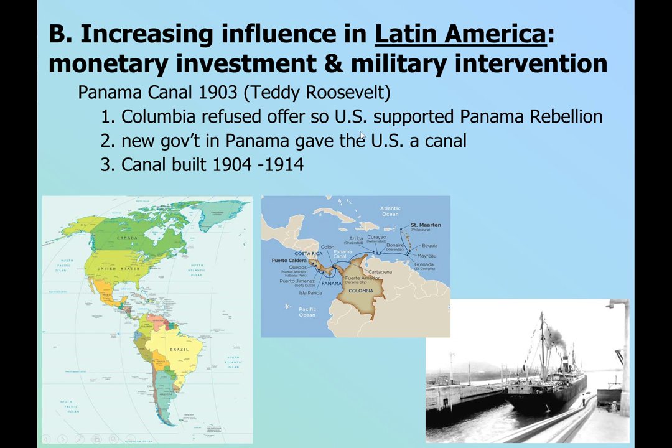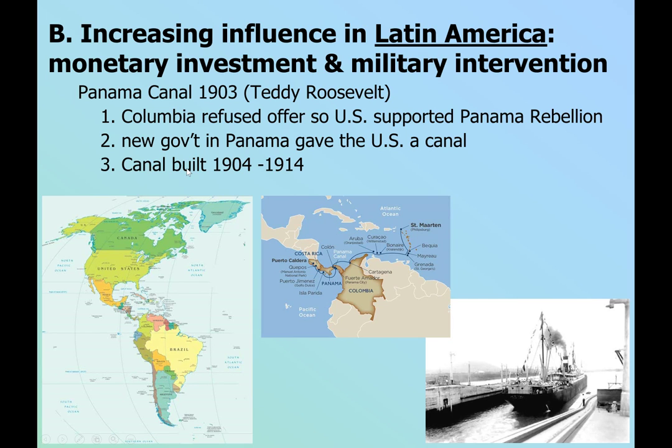So this is number one. Colombia refused the offer. So the U.S. went to Panama, this territory in Colombia, and said, hey, do you guys want to be independent? Are you interested in having a revolution? And the Panamanians were like, yeah, sure. And so the U.S. supported this Panamanian revolution. Panama became its own country, and then they let the United States build a canal. Okay, so you can see the United States increasing its role in the world and stepping in and intervening in other countries' affairs in kind of a new way in this situation.